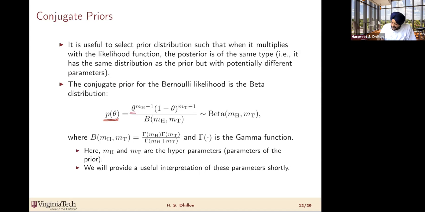So that term is coming here, raised to the power mh minus 1, which is a hyperparameter that you can select. And I'll interpret this specifically in a moment. 1 minus theta is the probability corresponding to the tail. So this is that term raised to the power mt minus 1. And mt is a hyperparameter that I'll associate with the outcome of tails in a minute. Okay.